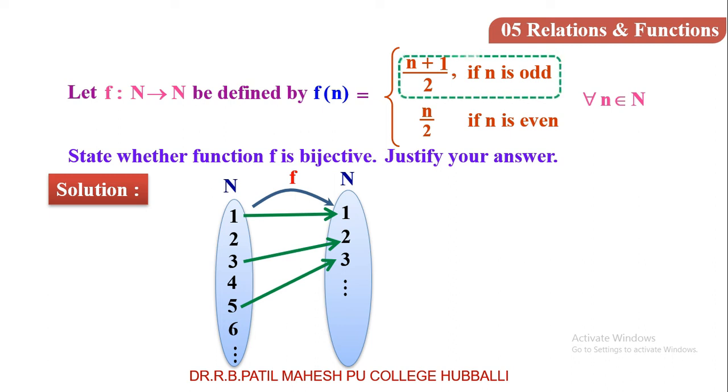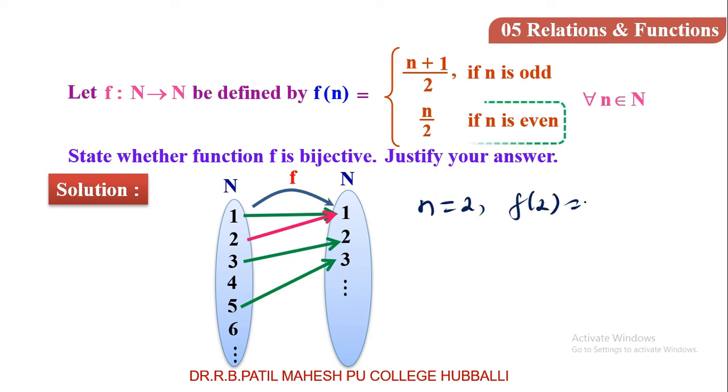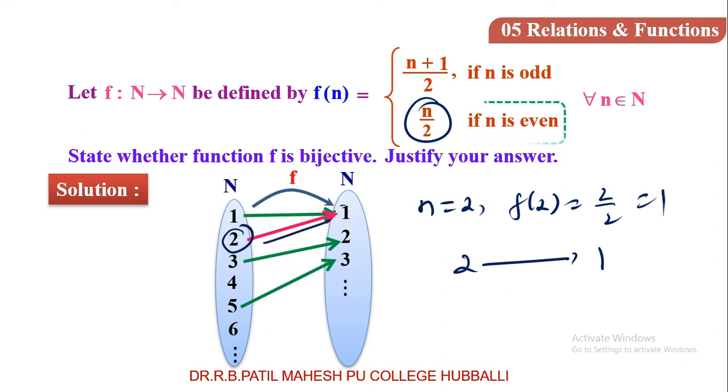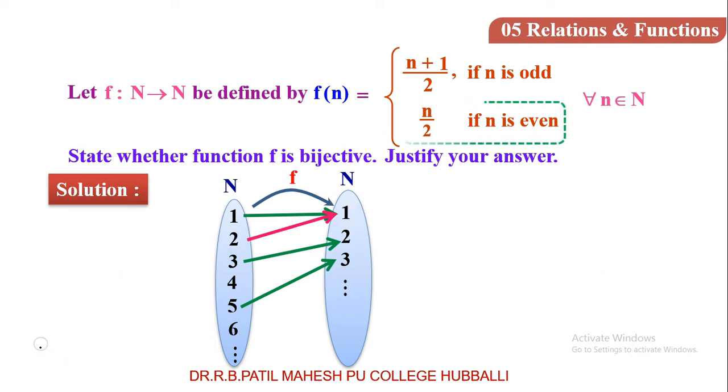Now for even natural numbers, you should take f of n as n by 2. So what are the even natural numbers? 2 is related to 1, because if you take n equal to 2, f of 2 will be, you should apply n by 2, so 2 by 2 will be 1. That's why 2 is related to 1. So like this we compare the elements from domain to codomain. 4 is related to 2. 6 is related to 3.